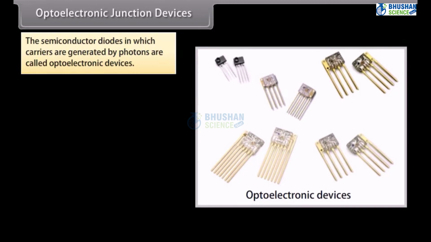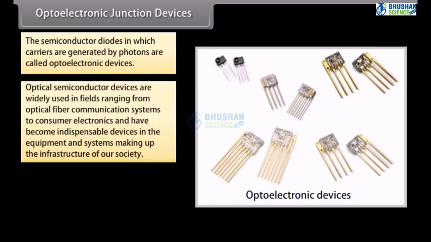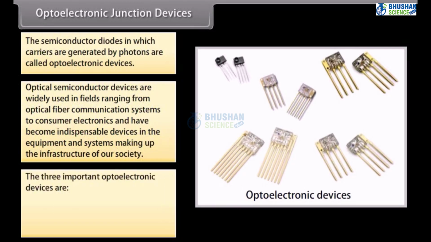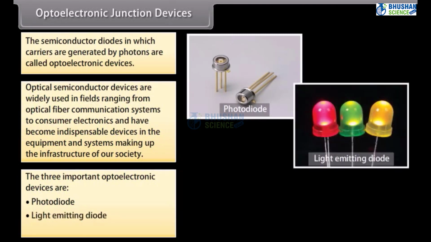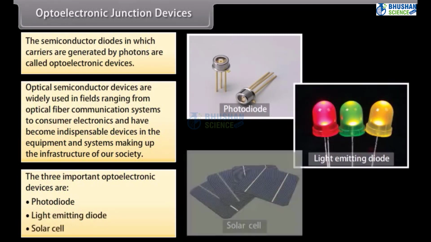Optoelectronic junction devices. The semiconductor diodes in which carriers are generated by photons are called optoelectronic devices. Optical semiconductor devices are widely used in fields ranging from optical fiber communication systems to consumer electronics and have become indispensable devices in the equipment and systems making up the infrastructure of our society. The three important optoelectronic devices are photodiode, light-emitting diode, and solar cell.